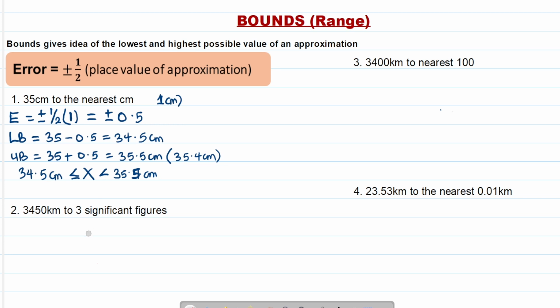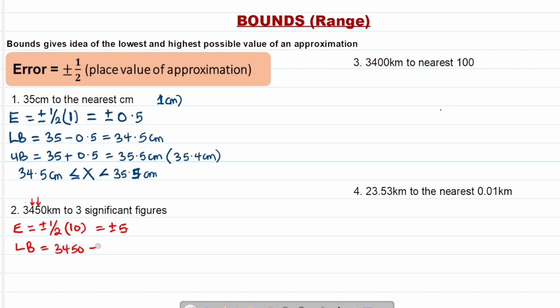Now for number 2, we have 3450 kilometer to 3 significant figures. Again, the first thing to do is to find the error. Error is plus or minus half of the place value of the approximation. The approximation here says 3 significant figures. Now let's check. This is the first significant figure, this is the second significant figure, and this is the third significant figure. Now if you check, the place value of the third significant figure here is 10. Therefore, we'll be doing plus or minus half of 10, and that will give us plus or minus 5. Now to get the lower bound, we'll subtract 5 from 3450.